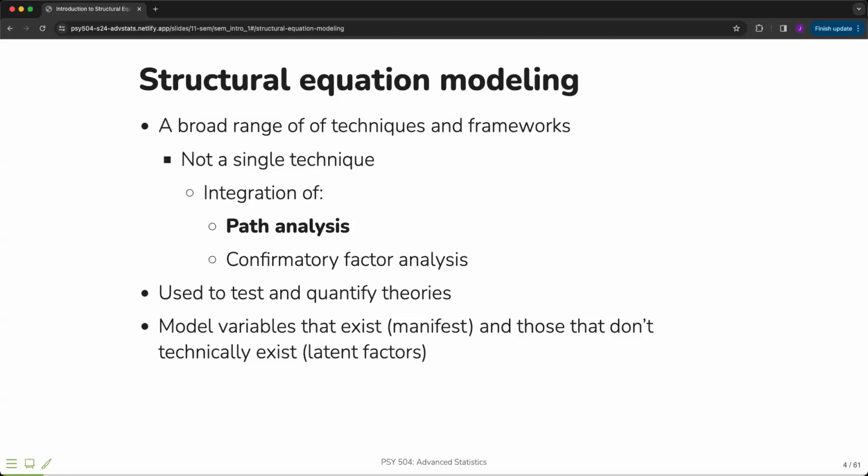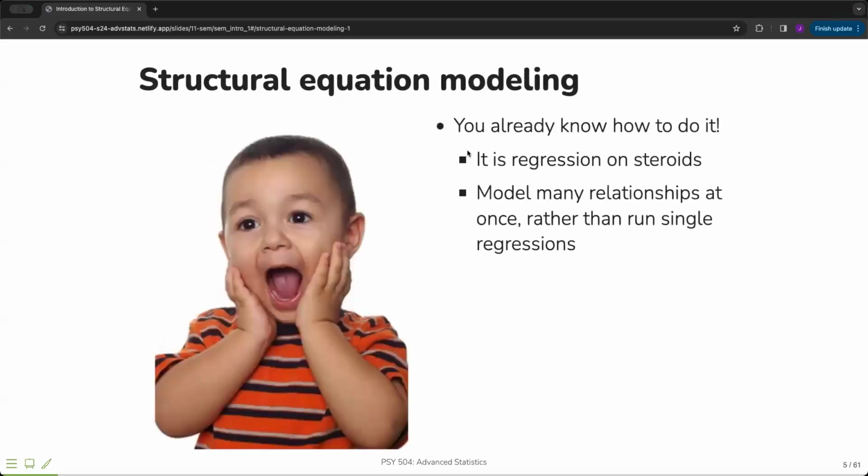With structural equation modeling, we can test and quantify theory, so it's theoretical in nature. If you don't have theory guiding you, then you probably shouldn't be using structural equation modeling. It's a technique that allows us to model variables that exist. These are called manifest variables, and I'll define what that is in a couple slides. And then also variables that technically don't even exist. These are called latent factors. And surprise, it's something that you already know how to do. If you know how to interpret regression, then you can do structural equation modeling, I swear.